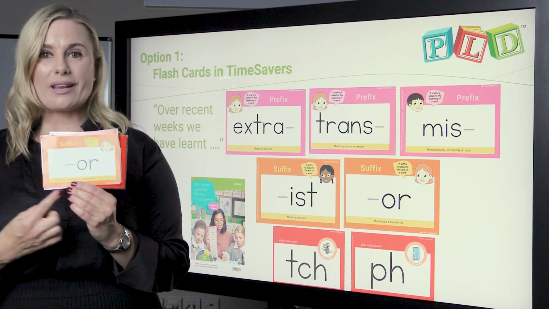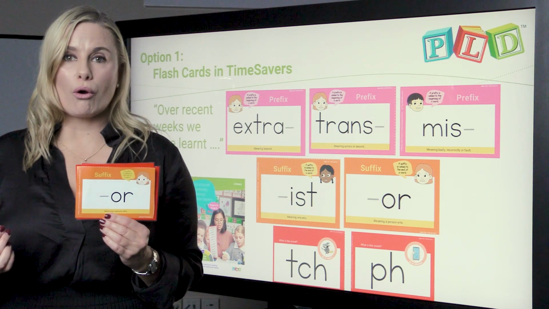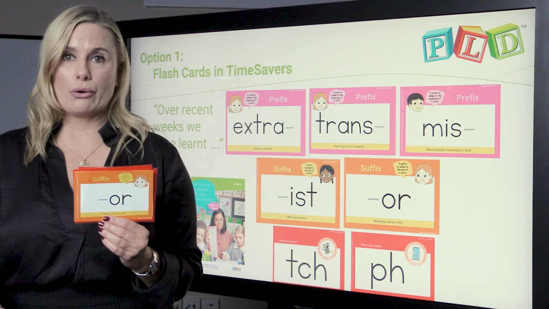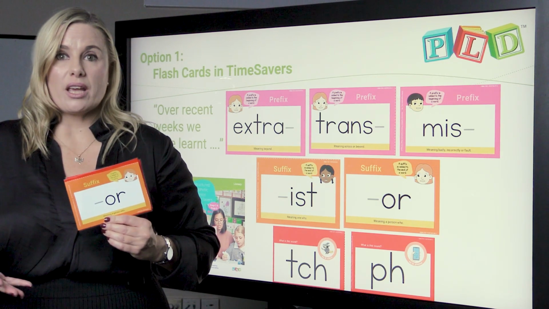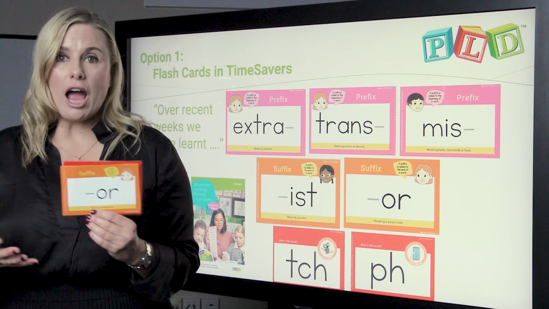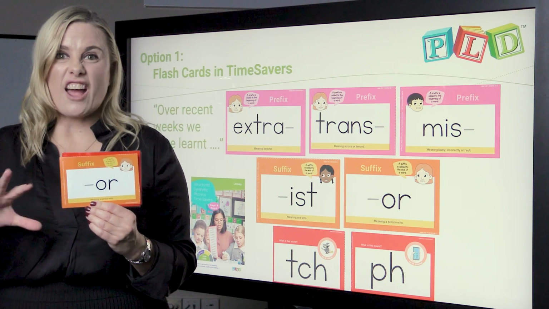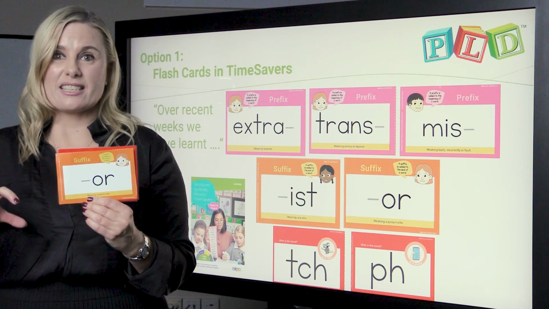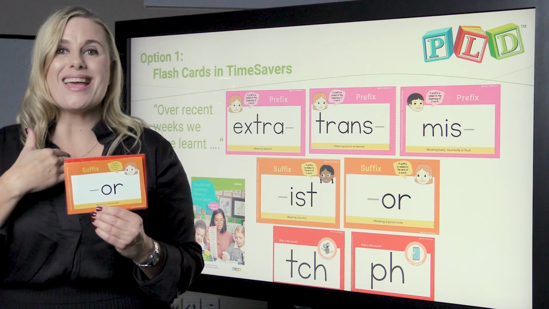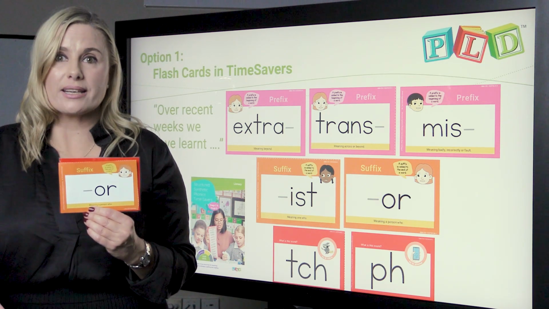We've also been looking at the suffix or. It is a person who. So, for example, if I'm an editor at a newspaper, I am one that reads all the articles and fixes them. I go back through and I edit. I make changes and make corrections. I'm an editor. I'm one who edits.